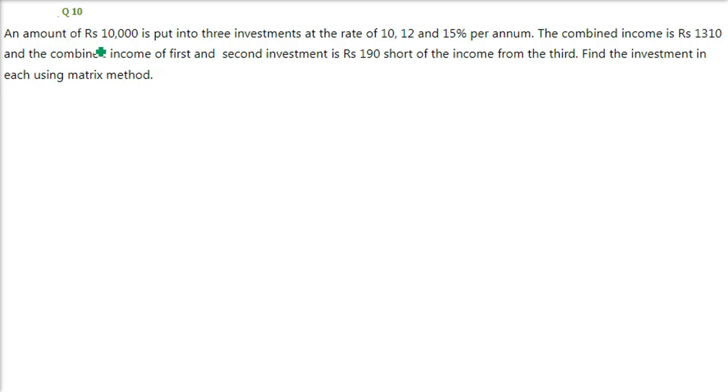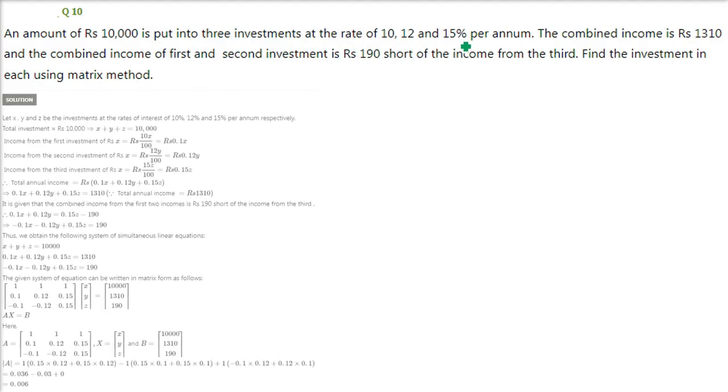Next one is an amount of rupees 10,000 is put into 3 investments at the rate of 10, 12 and 15% per annum. Now the combined income is rupees 1310. And the combined income of first and second investment is rupees 190 short of the income from the third. Find the investment in each using matrix method.